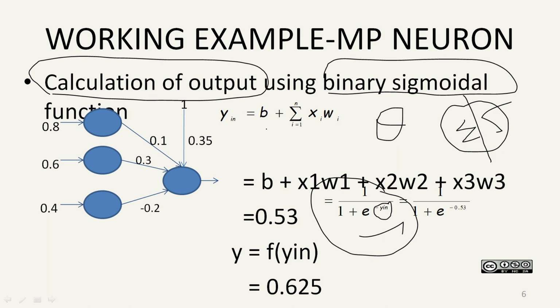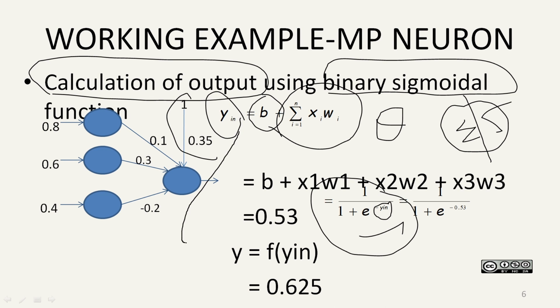So first what you have to calculate? You have to calculate the net input, for which you know the formula. Since this architecture contains bias, you need to add the bias B to it. So y_in is equal to B plus summation i equal to 1 to n xi wi. After this calculation of the net input, you have to substitute this net input value into the expression of the binary sigmoidal function. If you substitute it and calculate, finally what you get is 0.625. So this is the way you need to calculate the output of the MP neuron, followed by calculating the net input.